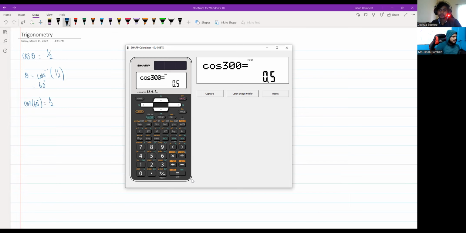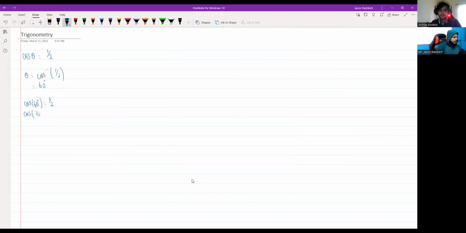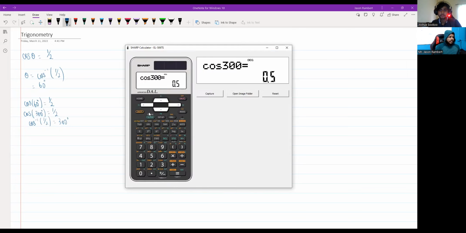Because by all means, this is true. We have now proved that cosine of 300 degrees is also 1/2. So I could argue that cosine inverse of 1/2 is also 300 degrees, question mark. I just did it on my calculator and I could do it again. Cosine inverse of a half, which is 0.5, is 60. Where does this 300 come from?